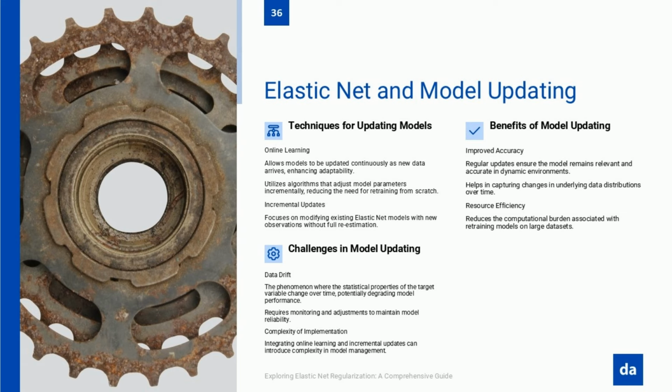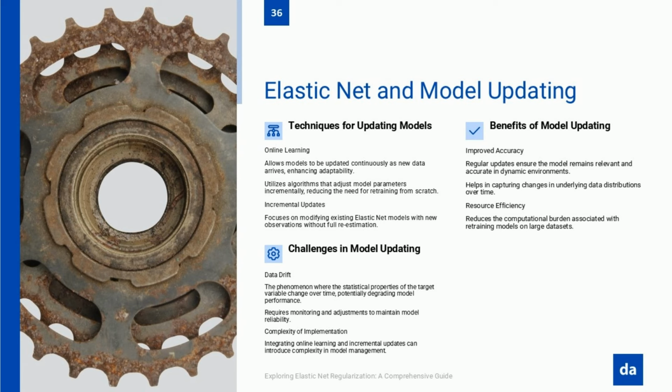We also need continuous model monitoring. This involves tracking key performance metrics like mean squared error, MSE, R squared, or classification accuracy over time. If the error rate starts creeping up or predictions deviate significantly from expectations, it's a sign that the model is drifting and needs to be updated.